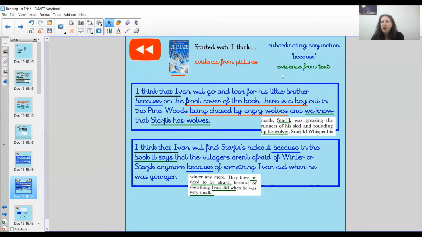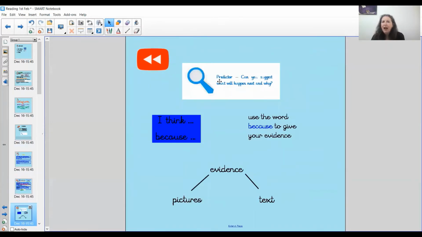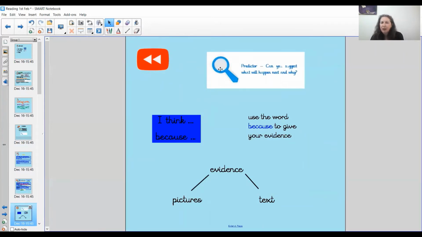And that always follows because. Okay. So we always give our evidence after because. Okay, so just to sum that up, our predictor is our blue magnifier, okay? And with this, our sentence is, I think because, okay? So we say what we think, and then we use our evidence after because. So it says, use the word because to give your evidence. And that evidence can come through pictures, so it could be the pictures in the book, it could be the picture on the front cover, or it could be the written words within the text.